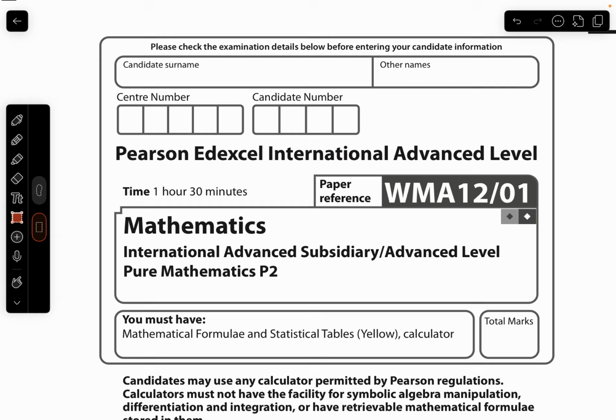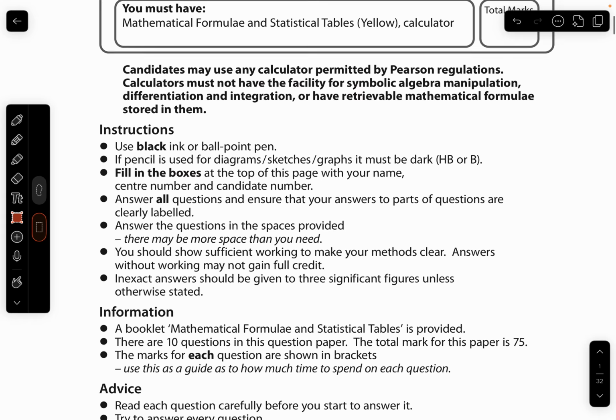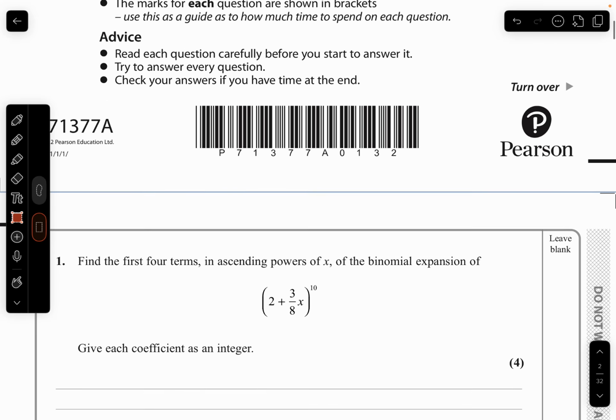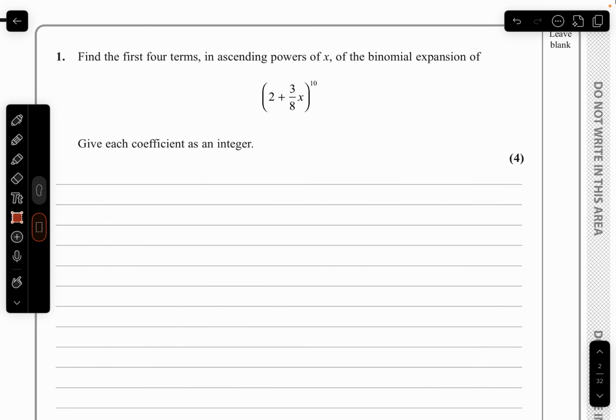In this video, we are solving Edexcel A-Level Pure Mathematics 2, June 2022, question number 1. I'll take you through it step by step so you understand the method clearly. Let's get started. The first question says, find the first four terms in ascending powers of x of the binomial expansion of (2 + 3/8 x) to the power of 10. Give each coefficient as an integer.